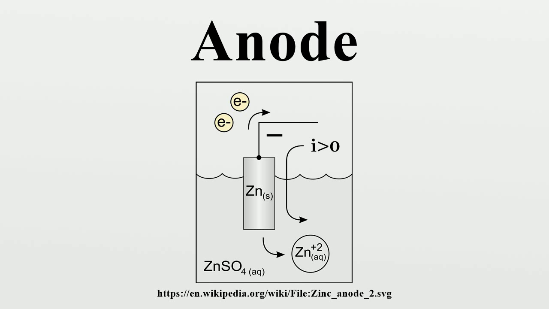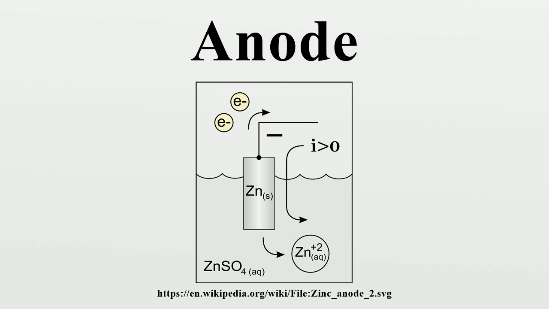In a discharging battery or galvanic cell, the anode is the negative terminal because it is where current flows into the device. This inward current is carried externally by electrons moving outwards. Negative charge flowing in one direction is electrically equivalent to positive charge flowing in the opposite direction.